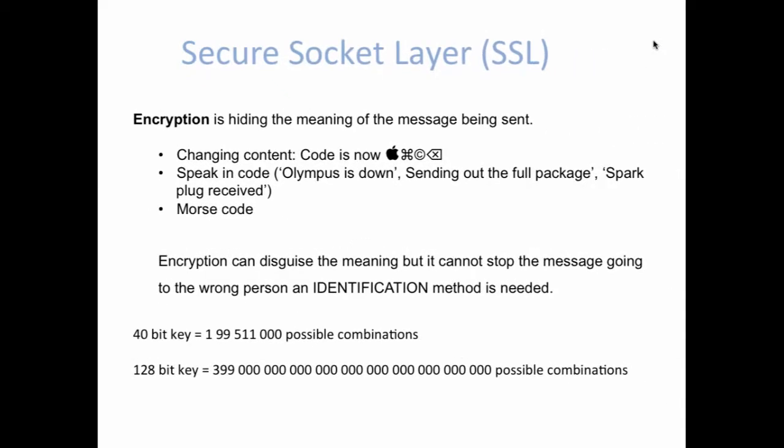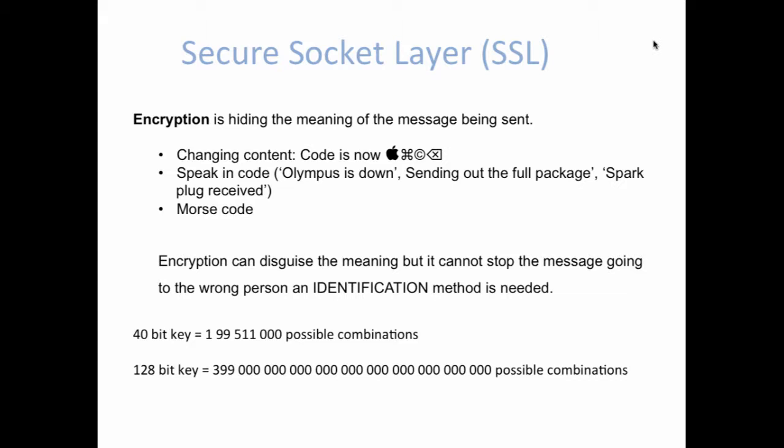On this slide we can see some examples of encryption. A meaning can be hidden by replacing words with symbols or speaking in code. In the film White House Down, security guards are often speaking in code to hide the meaning. So Olympus is down meant the White House had been taken over. Sending out the full package was that the president and his family were about to leave his house, and sparkplug received was that the president's son was safe. Morse code, unless you understand the series of dots and dashes, the message is meaningless.